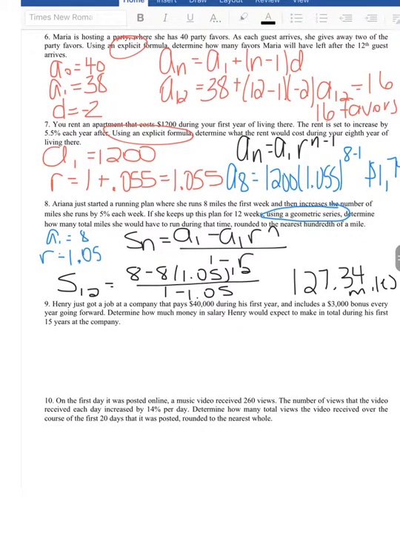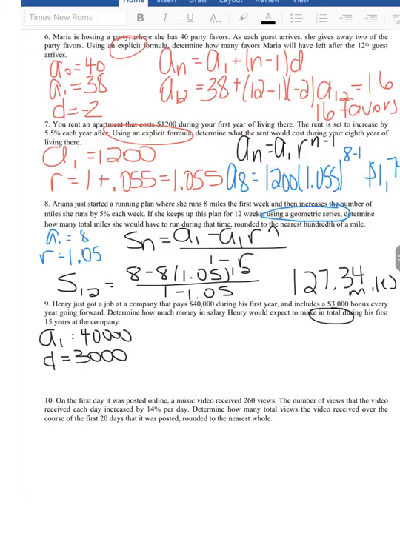Okay. Number 9, Henry got a job. Company pays $40,000 during his first year. A sub 1 is $40,000. Includes a $3,000 bonus every year going forward. So you're increasing by the same amount. So you're increasing by $3,000. So D is $3,000. Determine how much money in salary he would expect to make in total during his first 15 years at the company.